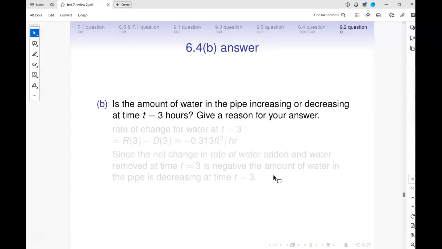Is the amount of water in the pipe increasing or decreasing at time t equals 3? Wait, what was the answer? 76 something or another. 6? Is your calculator in degree mode or radian mode? Oh, it's in degrees. Yeah, that'll do it. There you go. Okay.